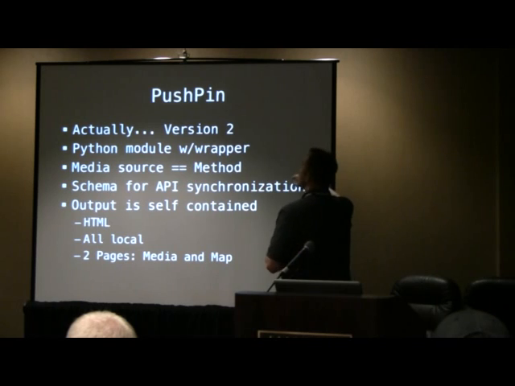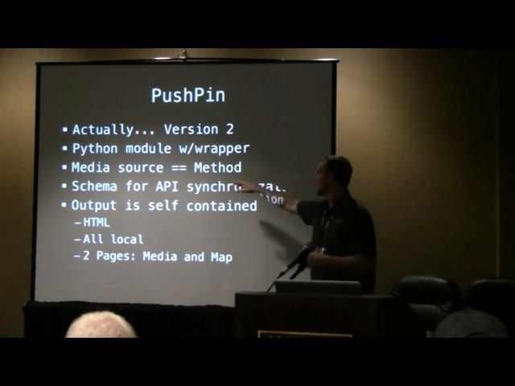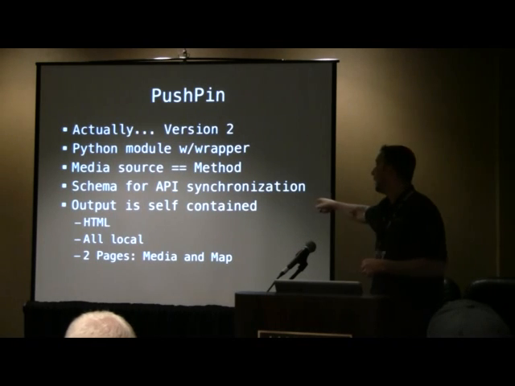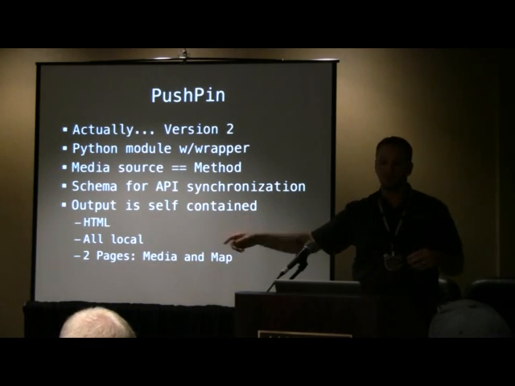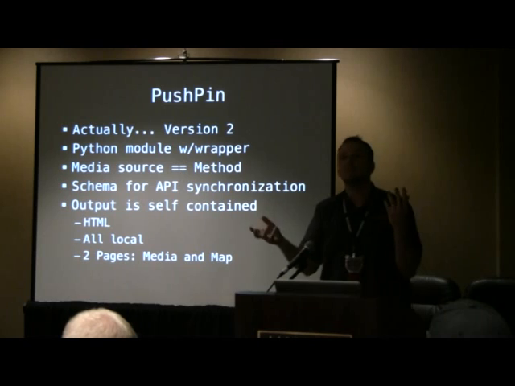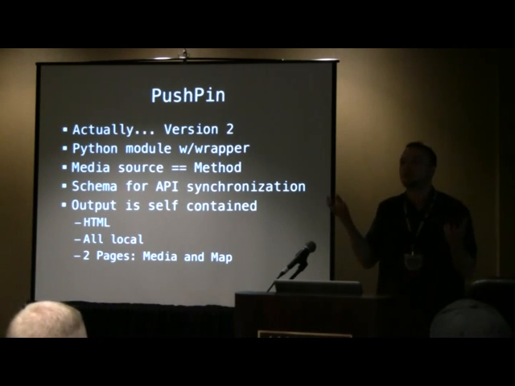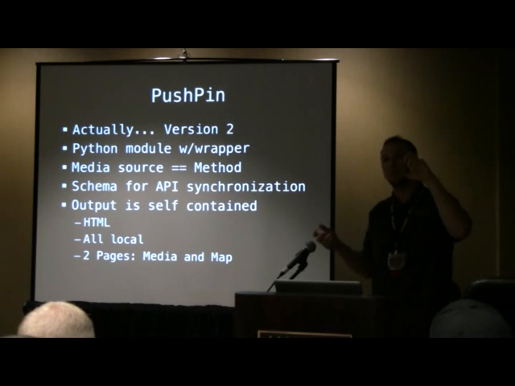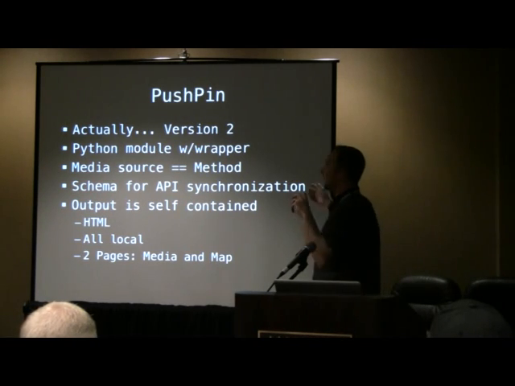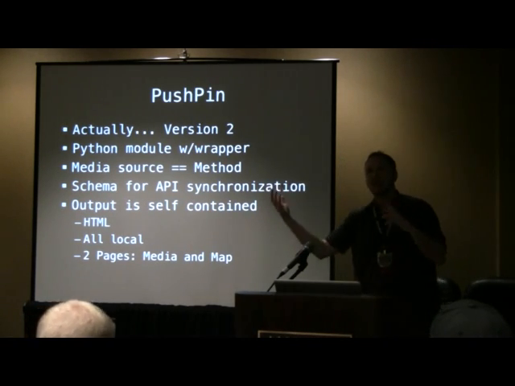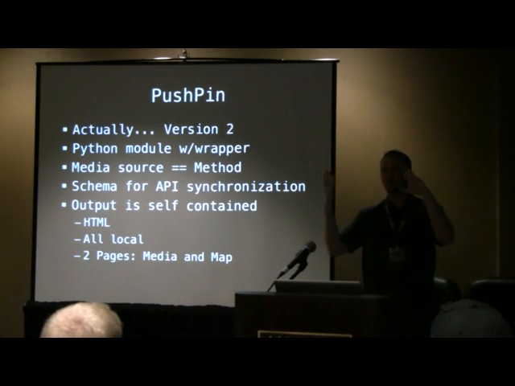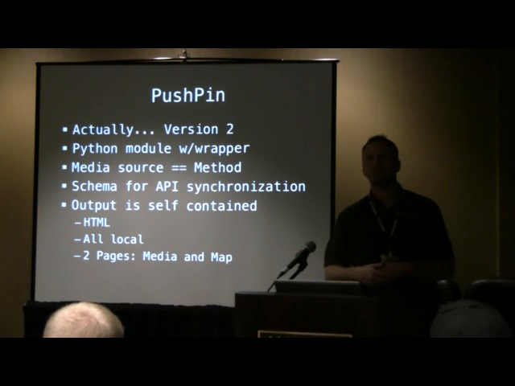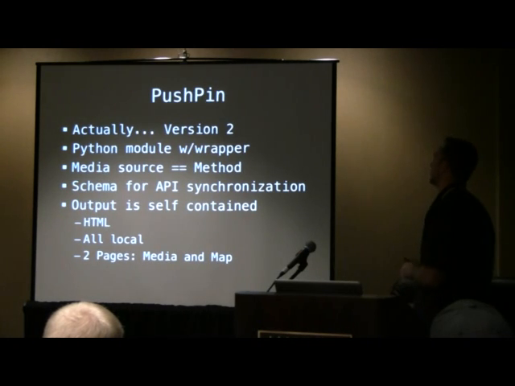Inside the script, each media source, Twitter, Picasa, Flickr, whatever, is a method. And it's very easy to extend because I've built in a schema for API synchronization. What that means is every single one of these APIs responds with information differently. None of them look the same when you get it back. But I've built a schema for it, so if you're dealing with an API and you can get each one of these pieces of information from it, then you can create a new module for this tool in like 10 minutes. It's super simple, so it's very, very extensible.